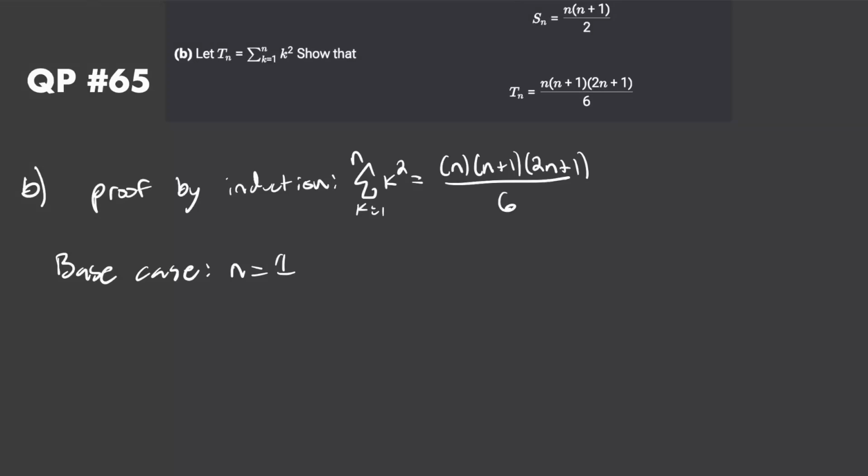Right now, just to be really thorough, let's prove this by induction. So base case n equals 1. When I plug in 1 over here, obviously I'm going to get 1. When I plug in 1 over here, I'm going to get a 1 here, a 2 here, and a 3 here. So 3 times 2 times 1 is going to be 6, and then we're going to have 6 on the bottom. So this is also going to be 1. So yes, the base case is true.